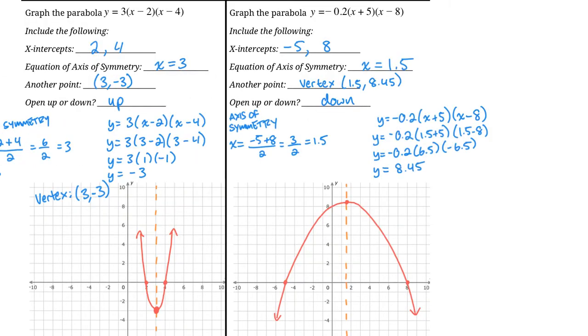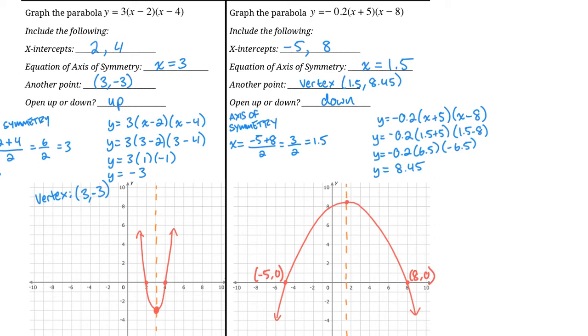So here's the solution. We have our two x-intercepts on the x-axis at negative 5 and 8. I'm just going to write the coordinates here. So this is at negative 5 and 0, and then at 8 and 0. To get the axis of symmetry, I added negative 5 and 8, the two x-intercepts, then divided by 2, and I got 1.5. So the equation of the axis of symmetry is x is equal to 1.5. So that's this orange line right here.